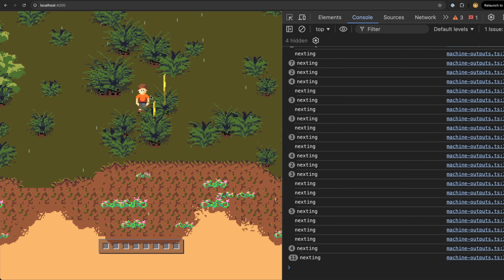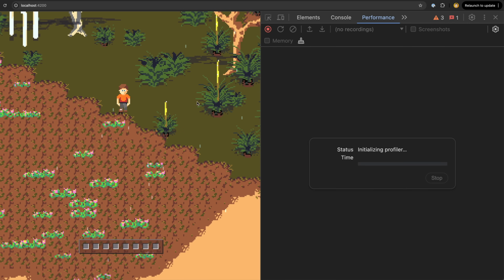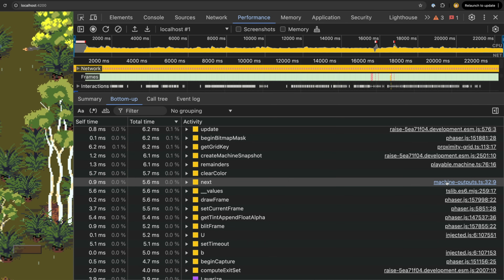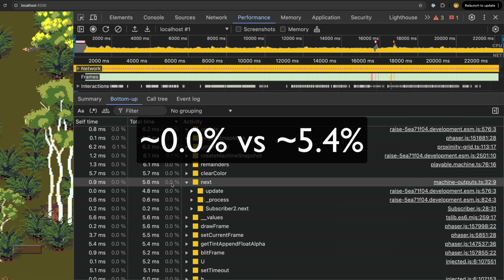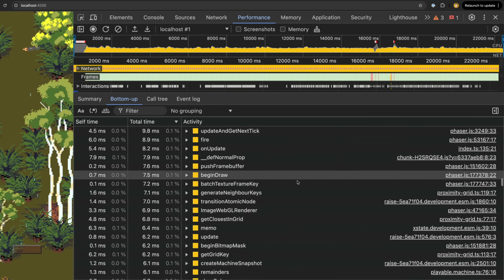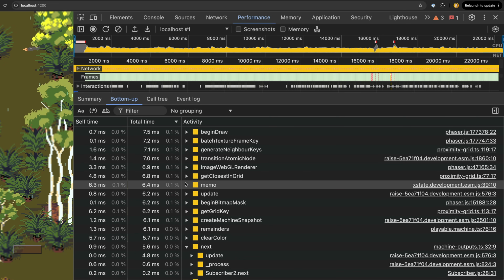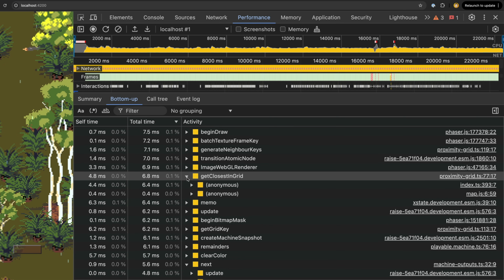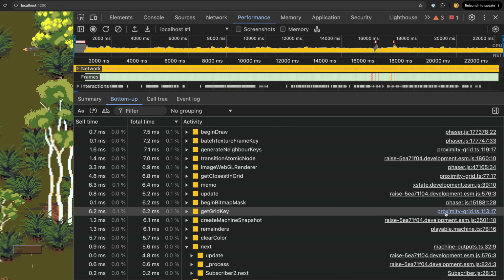Now we can see that our console log is only being triggered around 60 times a second, much better than the 1000 we were seeing before. If we run a performance profile again, we can see that machine outputs is now responsible for just a small fraction of the total time when compared to what we were seeing originally. Now, our next potential target for optimization could be this getClosestInGrid function, but at only 0.2% of the total time, there is nothing that appears obviously concerning to me.